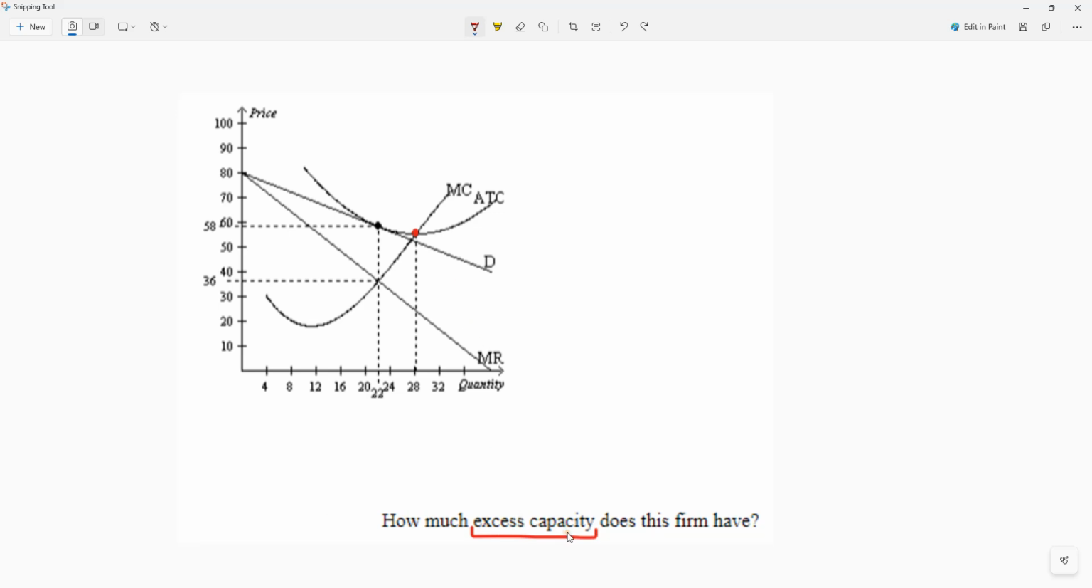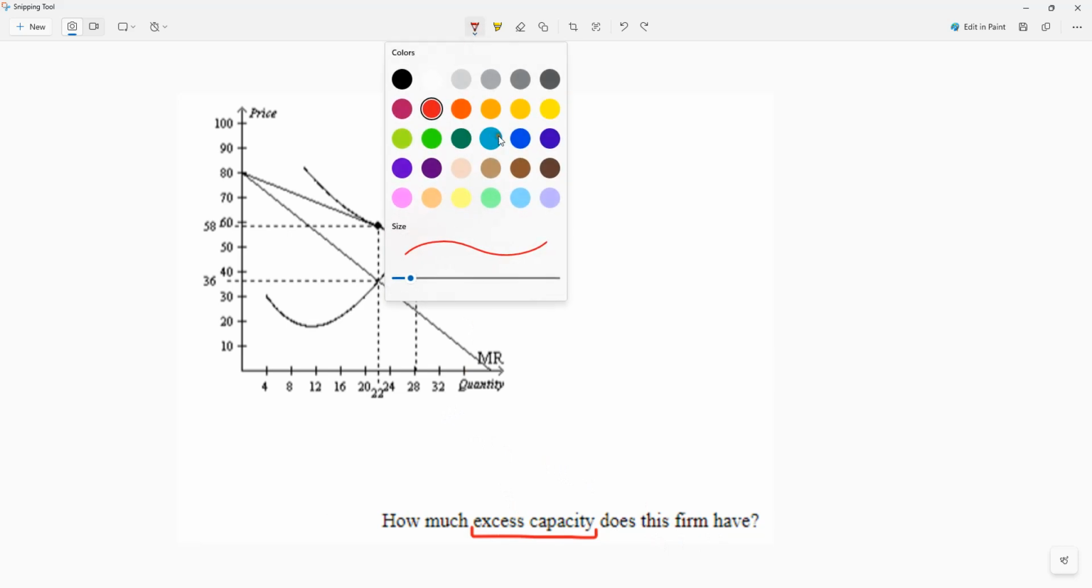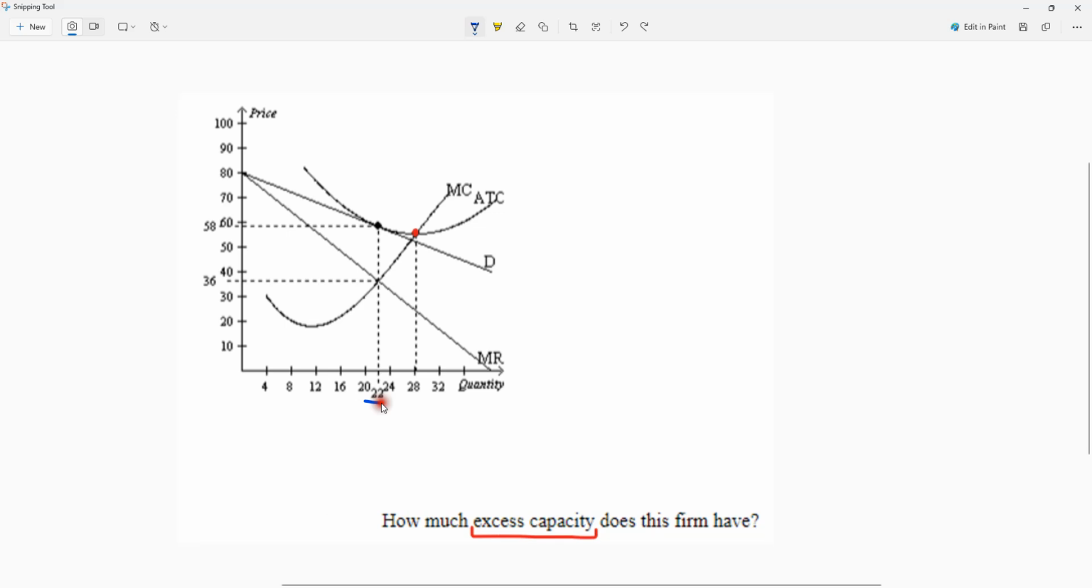So the answer to this question, how much excess capacity, has to do with how many units the firm is going to produce. This firm is going to produce 22 because they're going to profit maximize, so they go to where MR equals MC, marginal revenue equals marginal cost, and then they mark up the price. So the price here is 58, and they're going to produce 22 units. They could produce 28 if they were just looking at the cheapest that they could produce. So the answer to this particular question is 6.